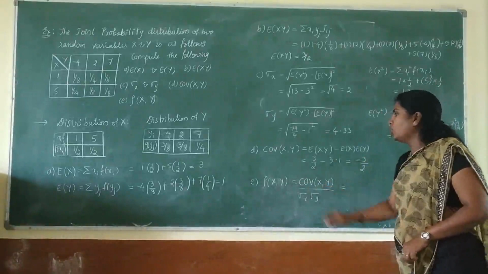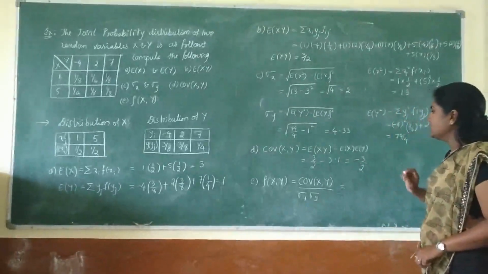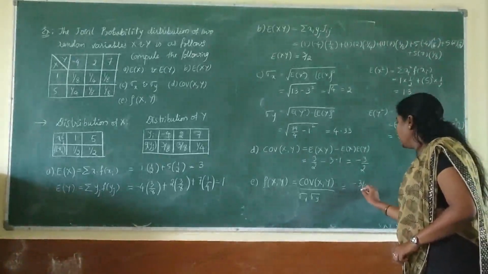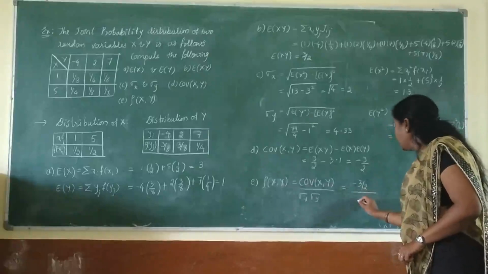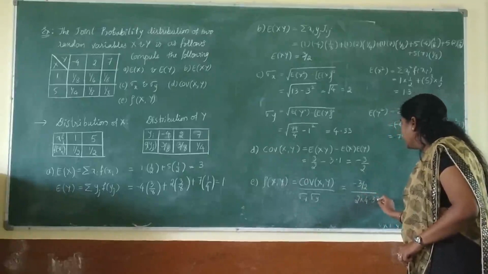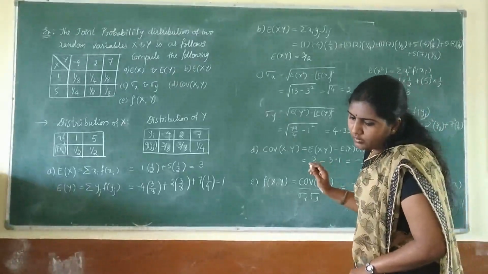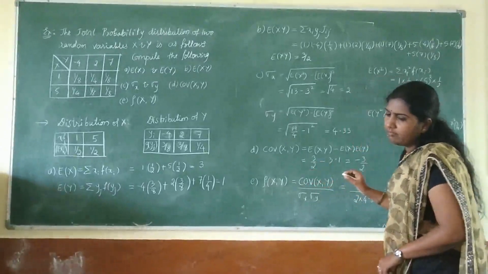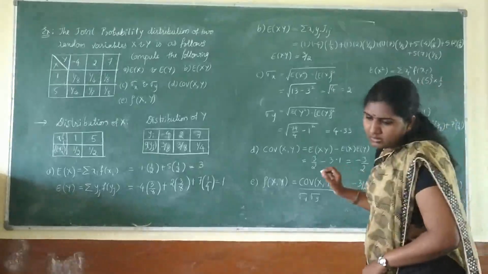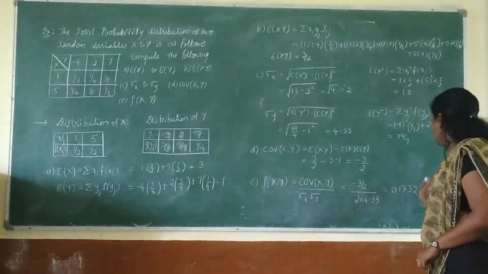Next, correlation. Correlation of xy is covariance of xy upon sigma x sigma y. Minus 3 by 2 upon sigma x, which is 2, sigma y is 4.33. Okay, simplify this one. After simplifying this one, we are going to get minus 0.173.